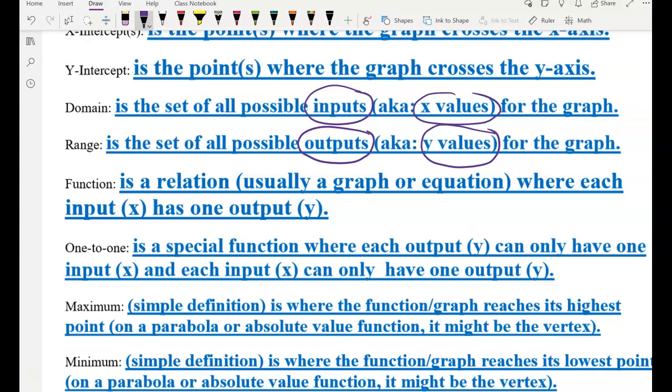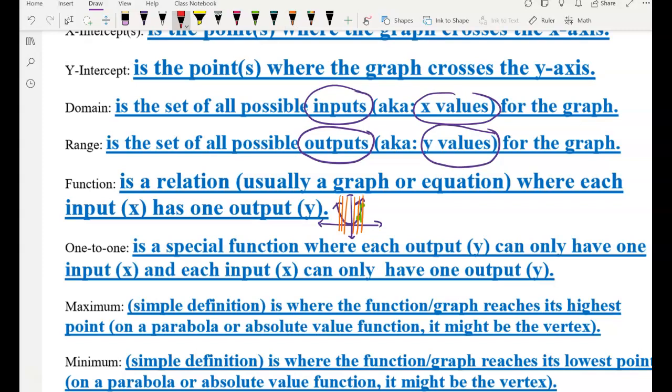Function is a relation, usually a graph or an equation, where each x input has exactly one output. So what that means, guys, let me give you some examples. A parabola would be a function, because whatever x we plug in, let's say when x is 1 or x is 2, you would get one y value for each x that we plug in. Now, if you guys remember, it also passes the vertical line test. A vertical line test means that if we draw a vertical line, that means up and down, on the graph itself, it only intersects one point only.